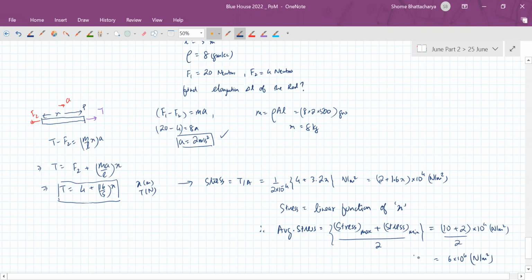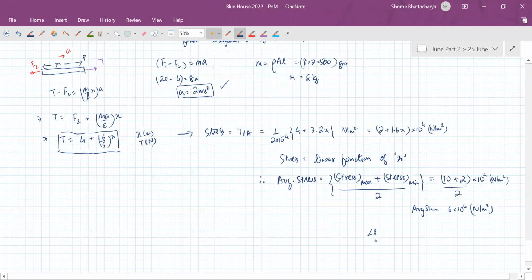So you can go with this trick also, that the average stress is like this. So the strain is the average stress divided by Young's modulus. So delta L will be this much in meters.